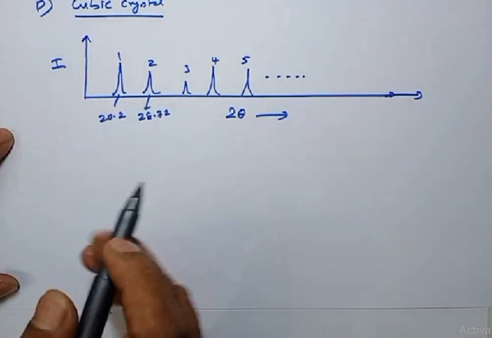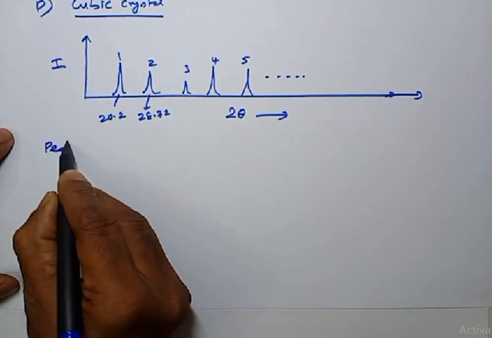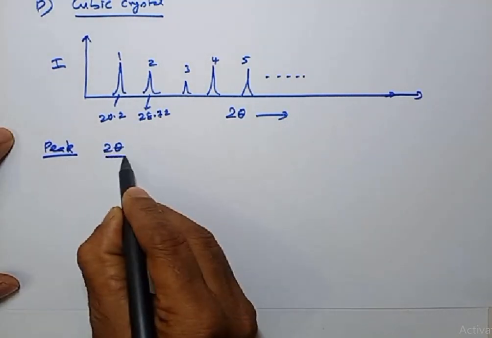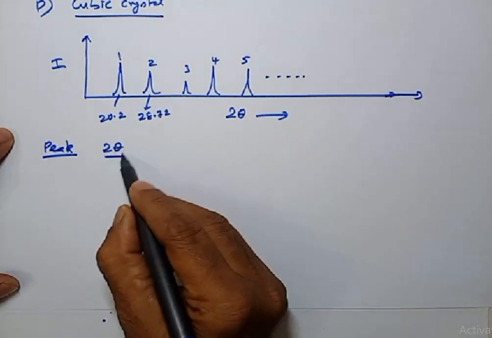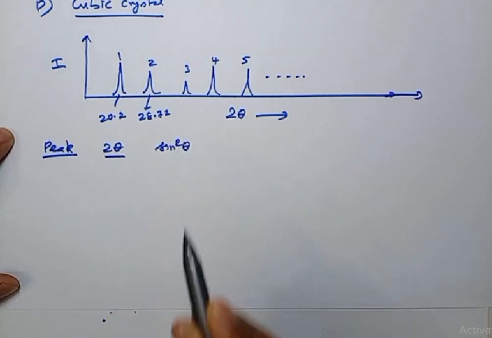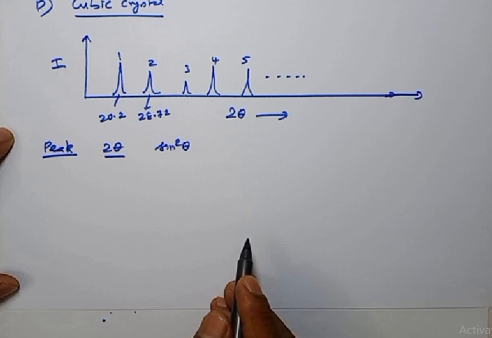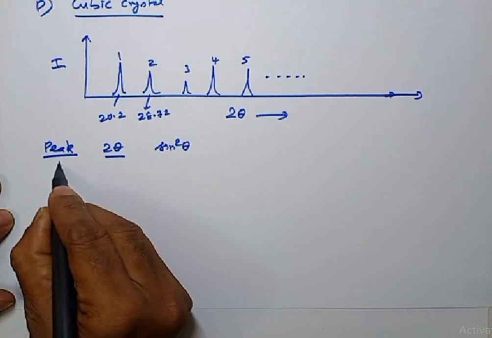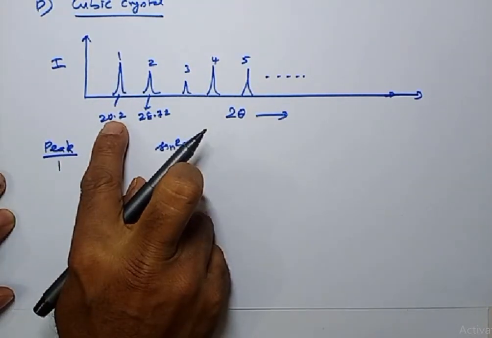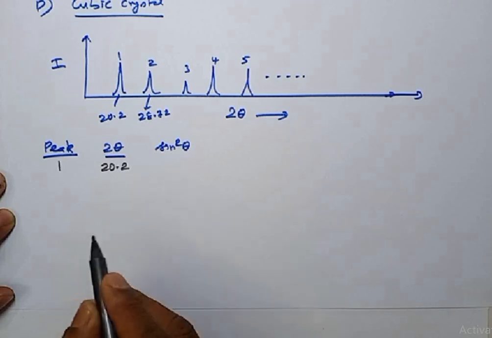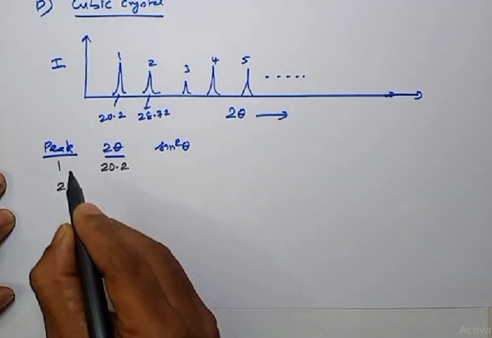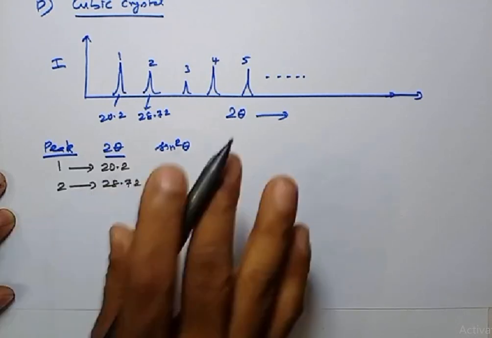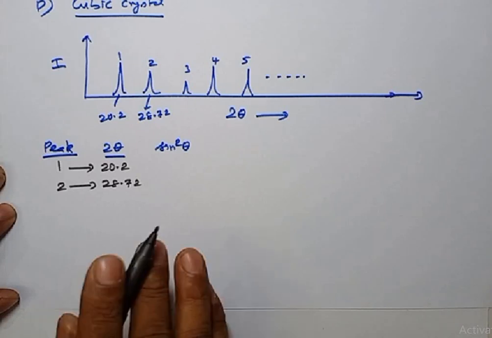It's very simple. What we have to do, listen, first you find out the peaks. Then what is the 2 theta value? Just write it. From this, you find out theta and take the sine square theta, use a calculator and find out. So these are the steps. First, let me do a few steps here. For peak number 1, we get the peak at 20.2 degree, 2 theta values. Then peak number 2 will appear at 28.72. No need to write, just listen carefully. Just observe what I'm doing.